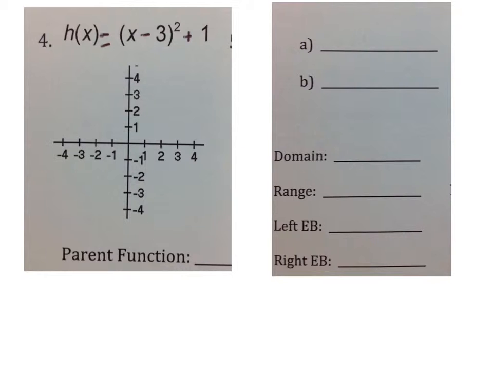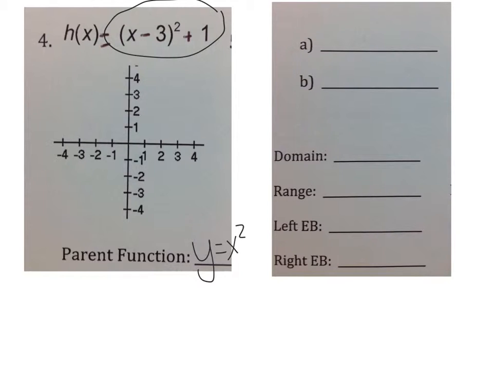And if I'm looking at my parent functions, I see my squared up here in the top. So that lets me know that y equals x squared is my parent function. But it's not just x squared anymore. Some other stuff has been done to it. I can see that from here. I've got a -3 in there, and I've got a +1.